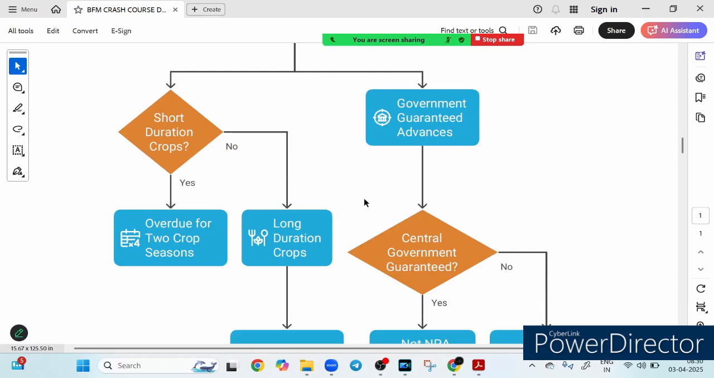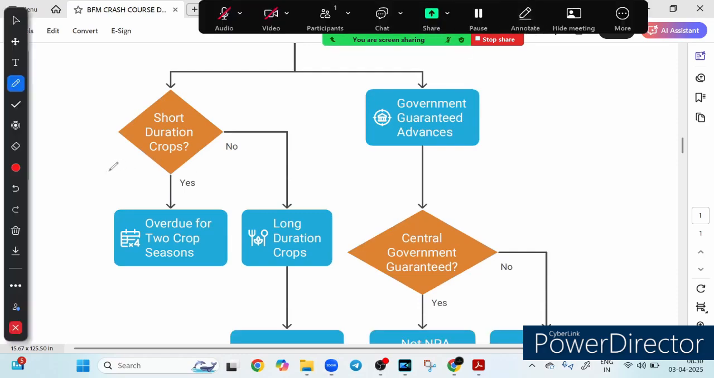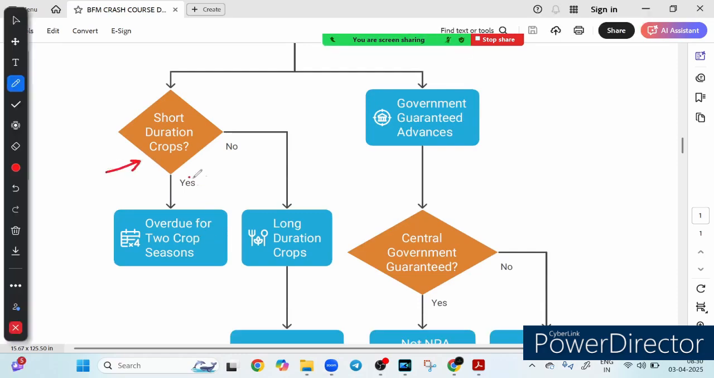So first of all, let's shift our focus to the short duration crop. If it is a short duration crop, then for a loan related to the short duration crop, if the loan payment is overdue for more than 2 crop seasons, remember, it will be classified as NPA.